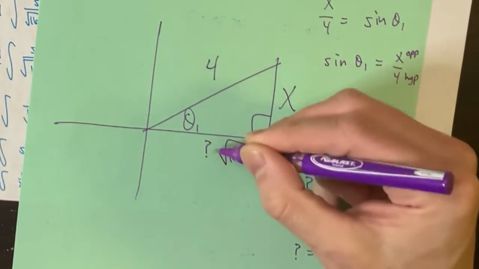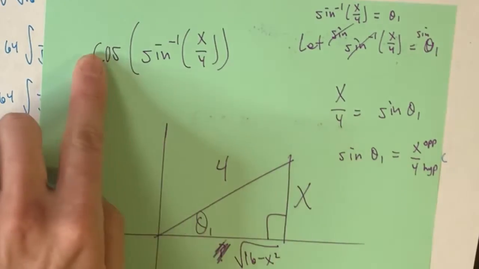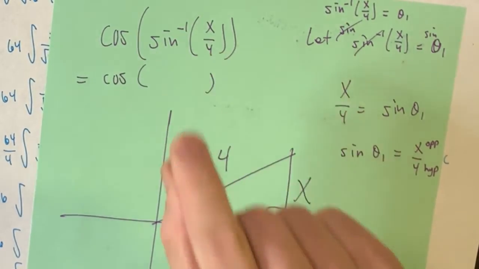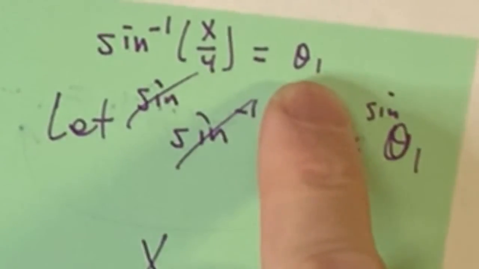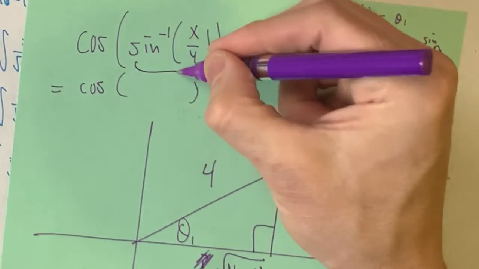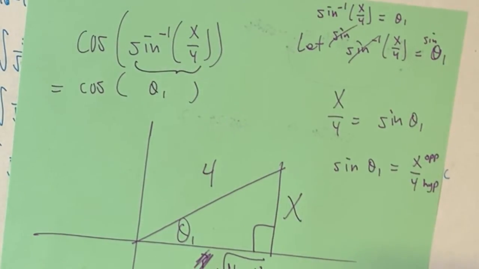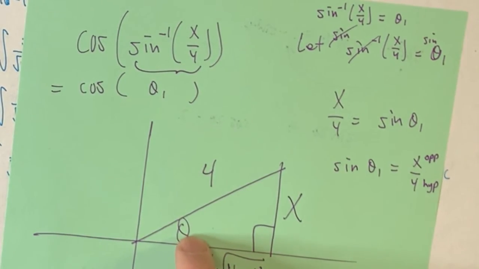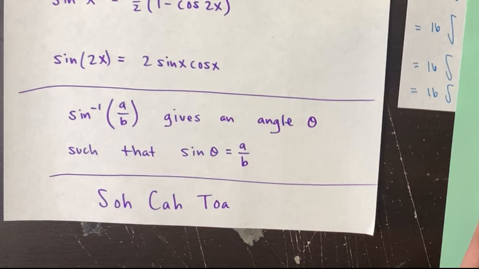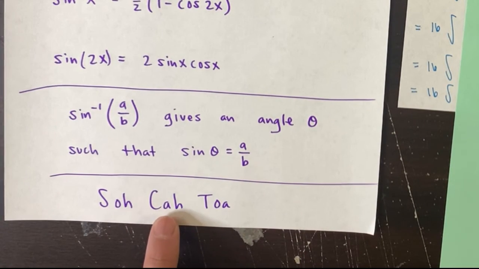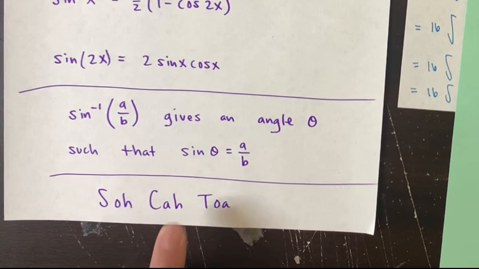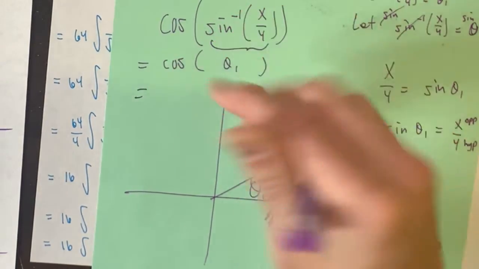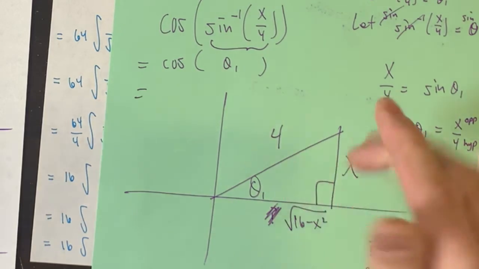How come this picture is helpful? Because now we can go back to the original part. Remember that sine inverse of x over 4 was allowed to be set equal to theta 1. So by substitution, all of that is just theta 1. And that's good because now we can go cosine of theta 1, where theta 1 is right there. And cosine, SOHCAHTOA says, is adjacent over hypotenuse, where this is your adjacent and this is your hypotenuse. So cosine of theta 1 would equal that over 4.